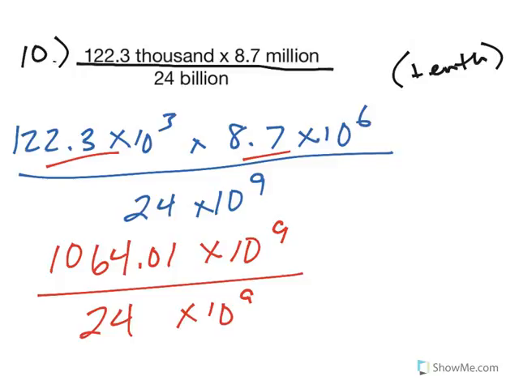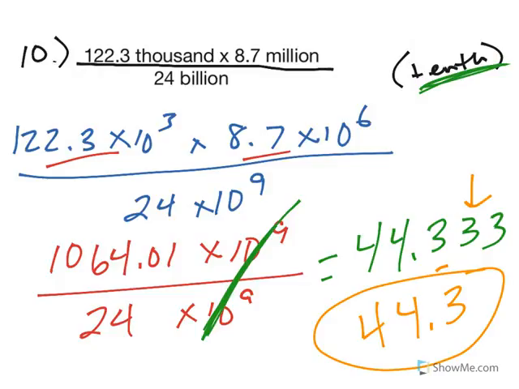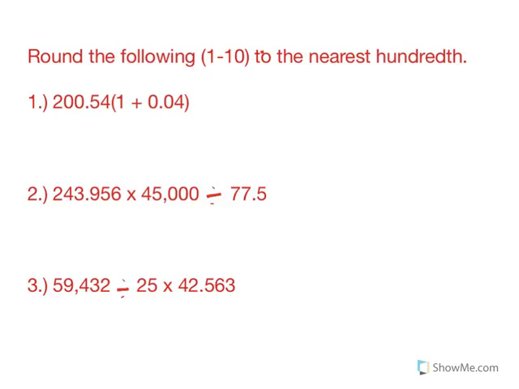And if you notice this, look, the 10 to the 9ths are going to just cancel out. So I'm really just left with 1,064.01 divided by 24 for an answer of 44.333. And it says round to the nearest tenth. So 3 rounds down, 44.3 is our answer.